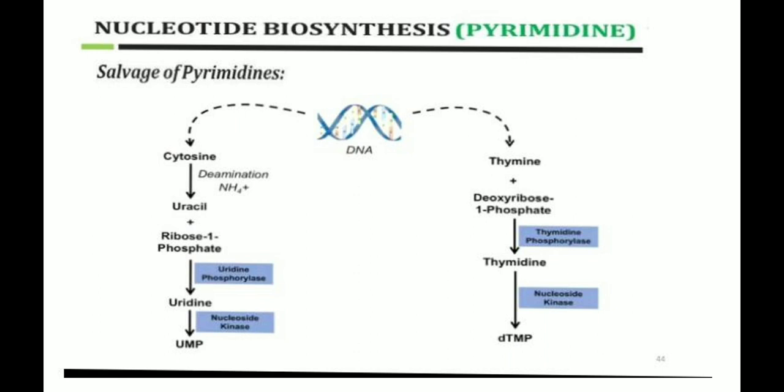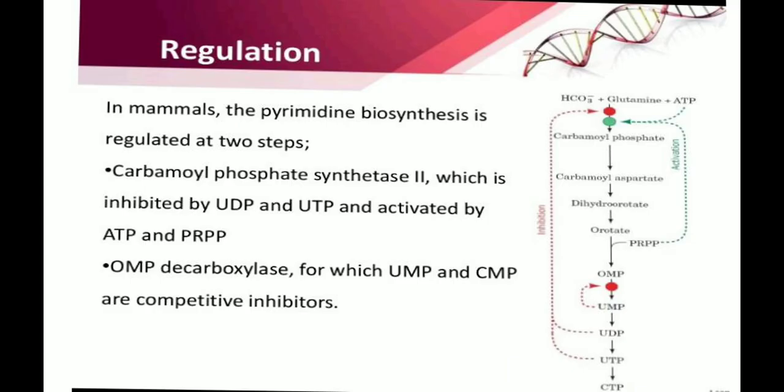Alright, as I already explained how the synthesis of CTP and TMP from UMP takes place, you have to remember that. Okay, now the regulation of this pathway, or you can say synthesis. In mammals, pyrimidine biosynthesis is regulated at two different steps. First, the carbamoyl phosphate synthetase 2 enzyme is inhibited by UDP and UTP and activated by ATP and PRPP. You must have understood what happens in de novo, which molecules are required for that process, and which act as precursors for that pathway, right?